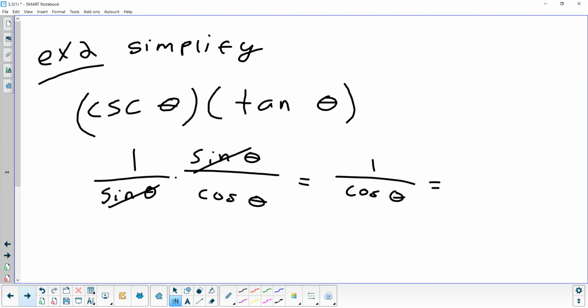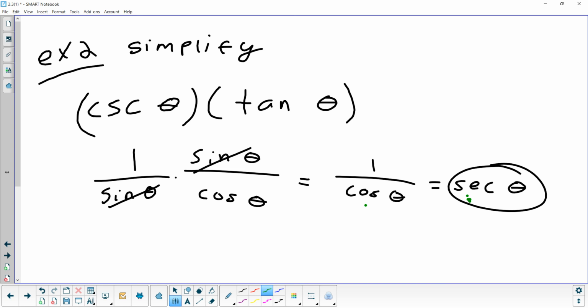The secant. So, is that any simpler than that? I don't know. I would say it is because now it doesn't have a fraction. So we started out with two trig functions that were being multiplied, and we turned the whole problem into just one single trig function. So this is a much simpler way of saying what we started with. And that's what we're trying to do, find the simplest way we can write the problem.